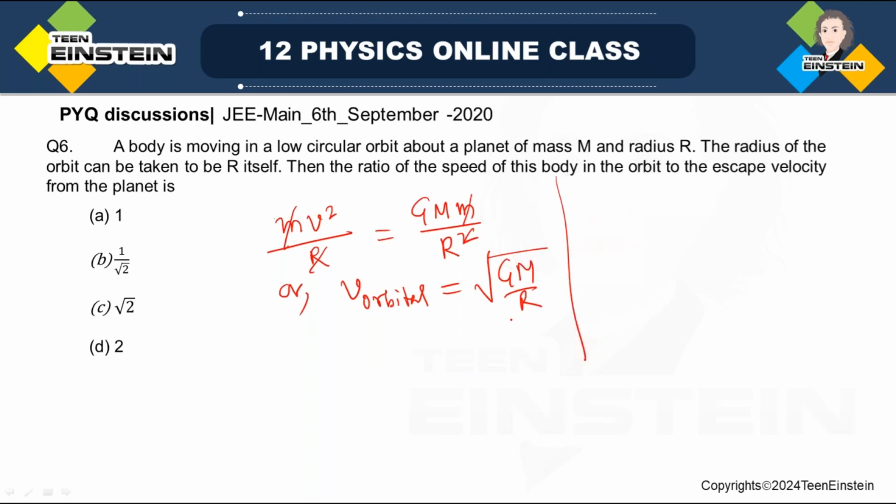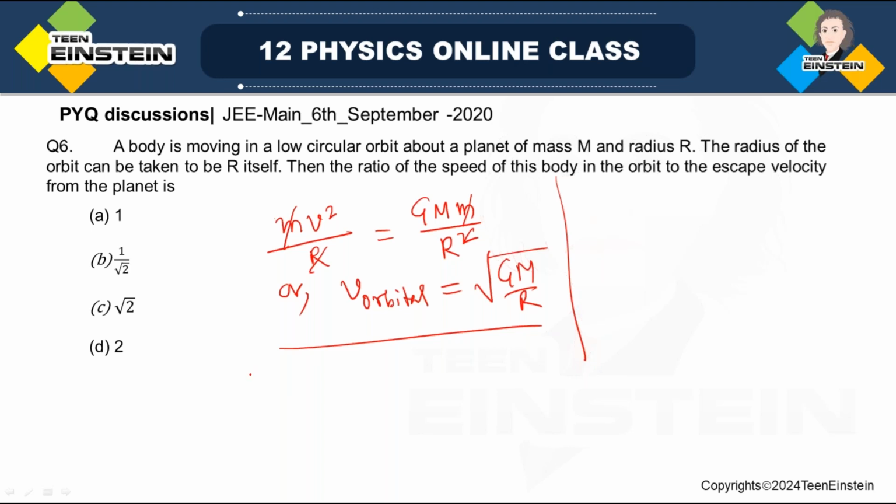If you remember, you can directly write square root of GM by r. You should not lose time, better not to waste time. If you can't remember, then you have to find the formula for the orbital velocity as well as the escape velocity. Escape velocity most of you know, but still I'll tell you how to find it if you don't remember.